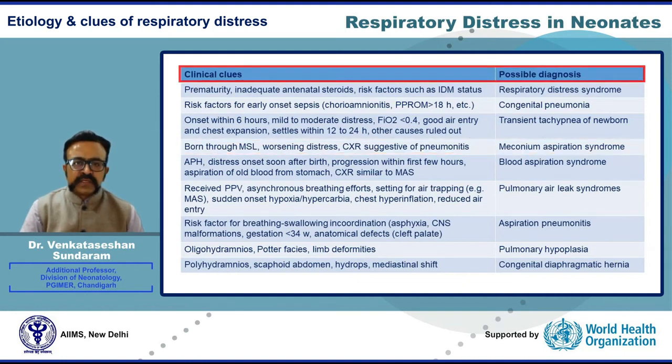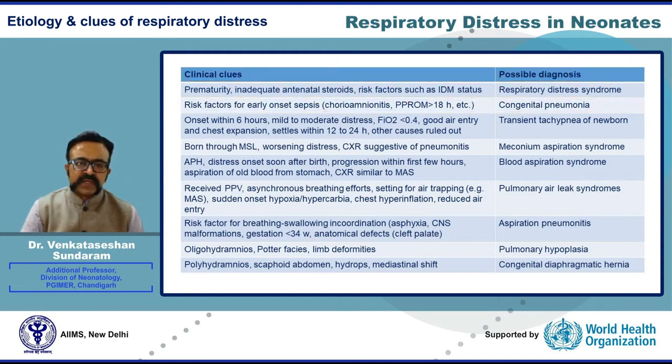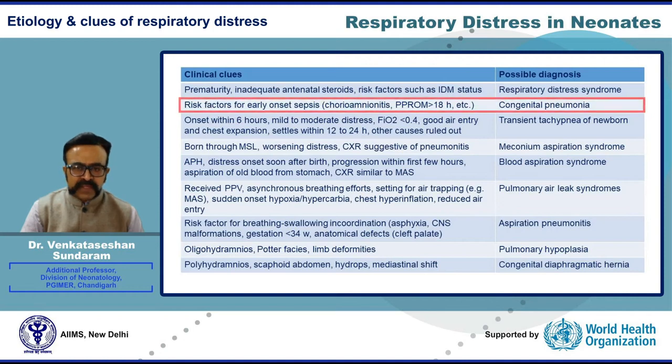Understanding the clues that point towards certain etiologies is important as many management steps depend on the etiologic possibilities. For example, risk factors for early onset sepsis would help to initiate antibiotics timely, and the risk factors for RDS would help to decide surfactant administration.